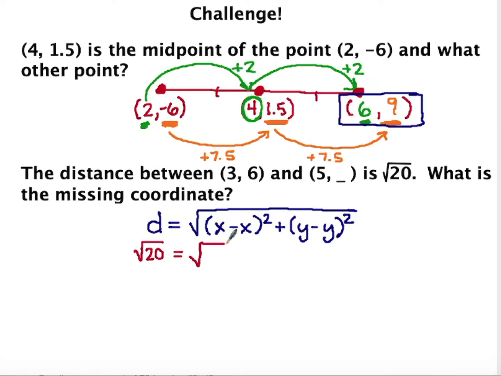And then I'm going to fill in, I think I know both of the x values, right? I've got the 3 here and the 5 here. So I'm going to go 3 minus 5. And then for the y values, I've got 6 minus, and there's my mystery one. So I'm just going to leave that one as a variable. I'm going to do as much as I can to simplify this and see if I can figure out what y needs to be.